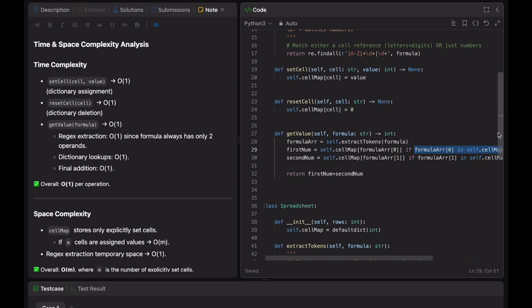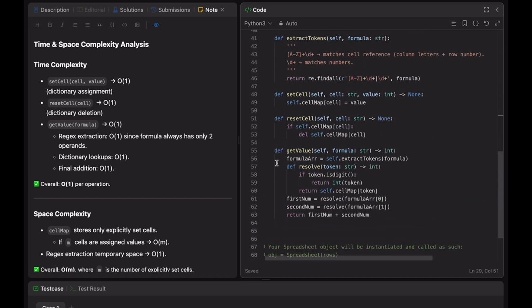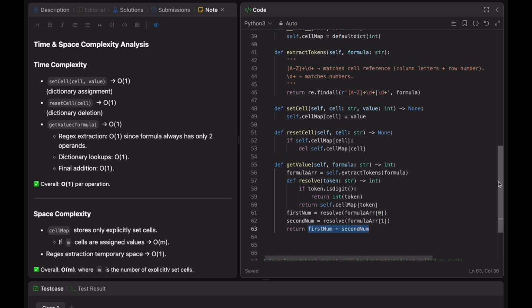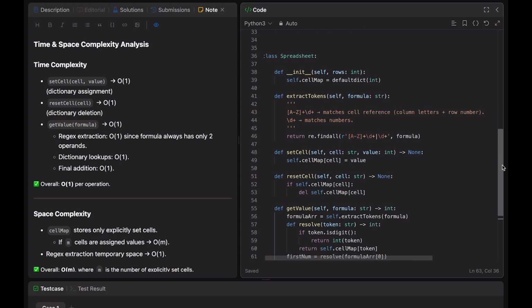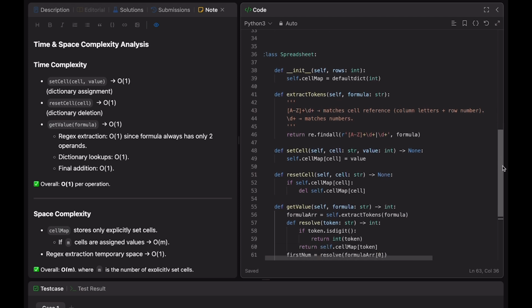To avoid that, we are adding an additional function called result. If it's a digit only, it will convert, else it will fetch the cell map of token, which will give you 0 since we are using a default dict. By that, first num and second num will be generated, and you will be converting that to first num, so that we are avoiding the space complexity of all the cells, except the ones which actually have a value.